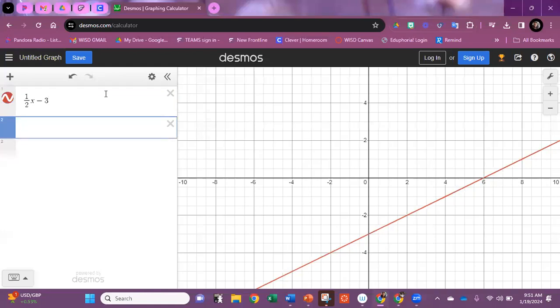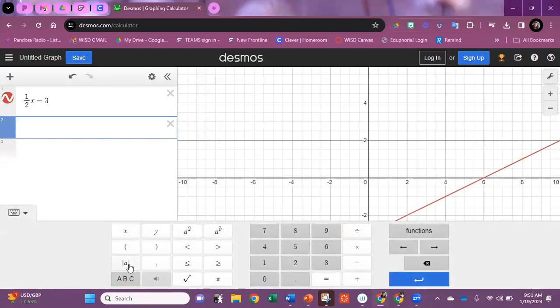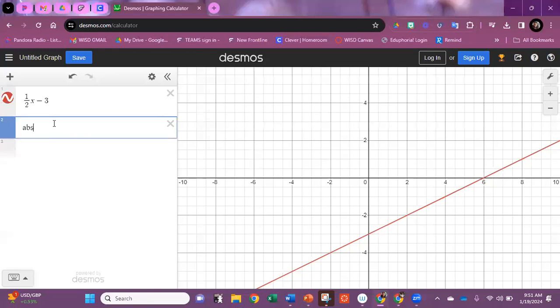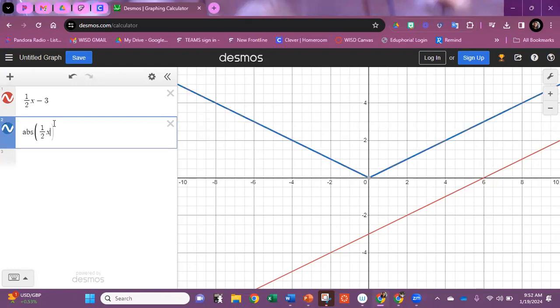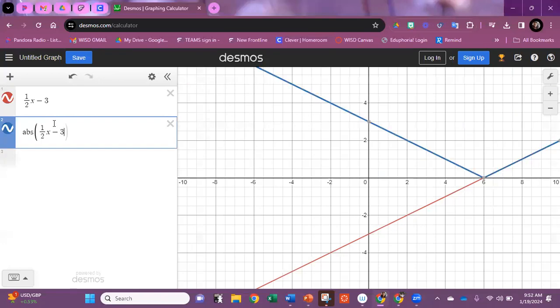You have two ways of doing absolute value in Desmos. You can type ABS, or you can click the little keyboard down here and use the absolute value button. Whichever way you want to do it is up to you. I'm an old school person, so I type ABS because that's what you had to do on the calculator. Do you have to type ABS? No. Okay, so I'm taking the absolute value of that function.